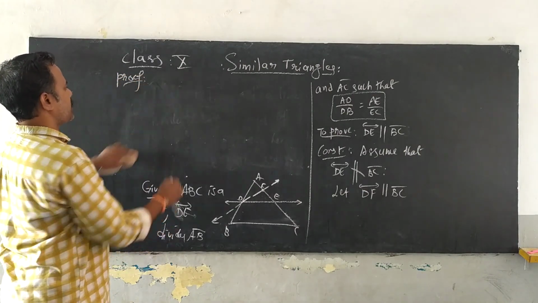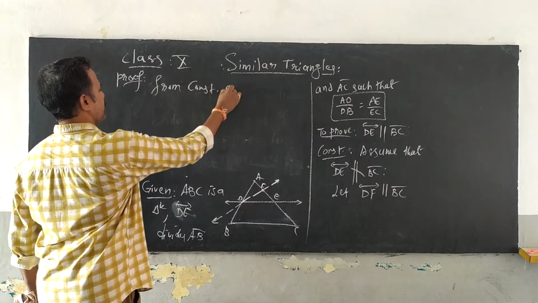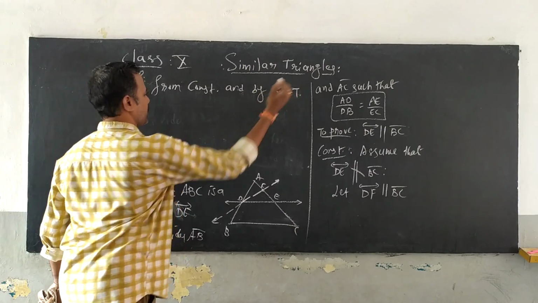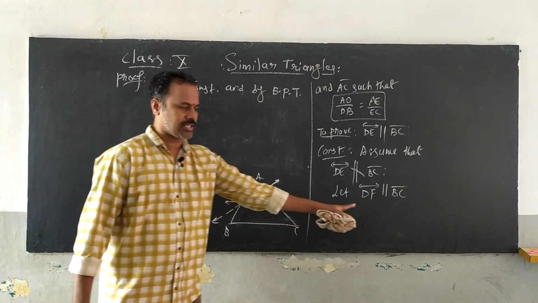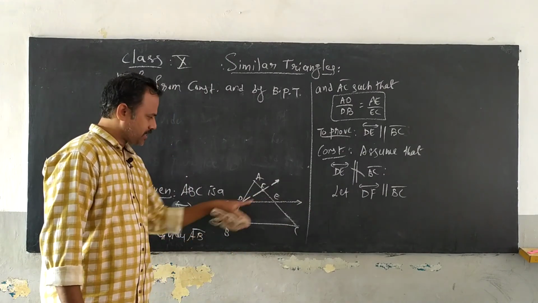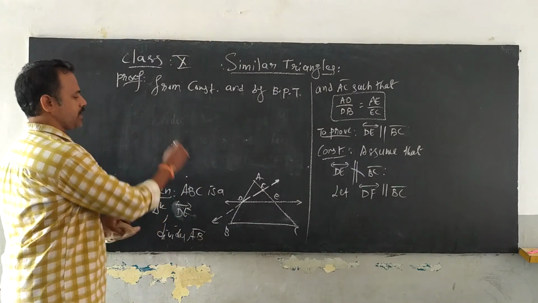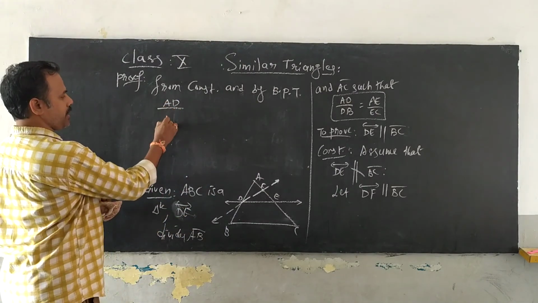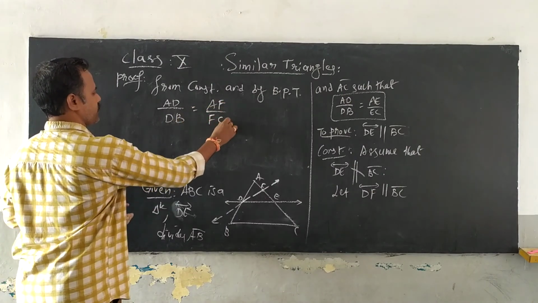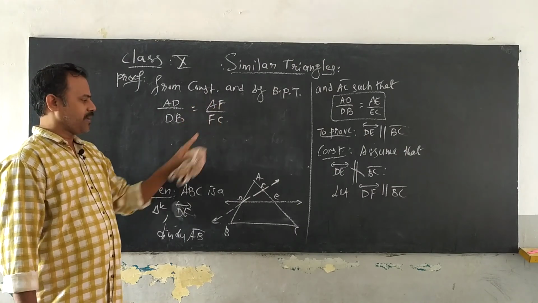Okay, from construction and by the basic proportionality theorem. This is the construction. DF line is parallel to BC, and by this construction and by the basic proportionality theorem, we say that AD by DB is equal to AF by FC.